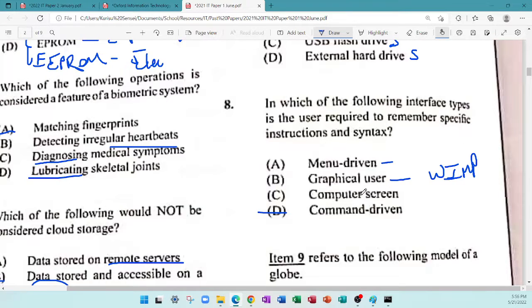So those are the various ways that we can interact with the system. And then we also have voice recognition, which is another method we can interact with the system. So however you interact with a computer, that is its interface. So if you talk to Siri on the device, that's the interface.